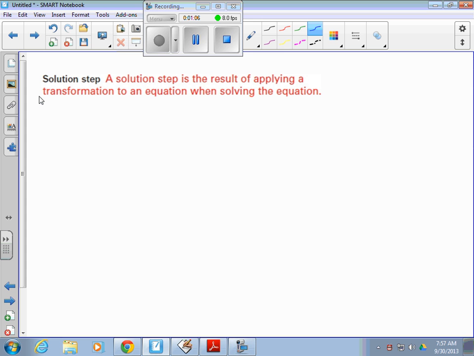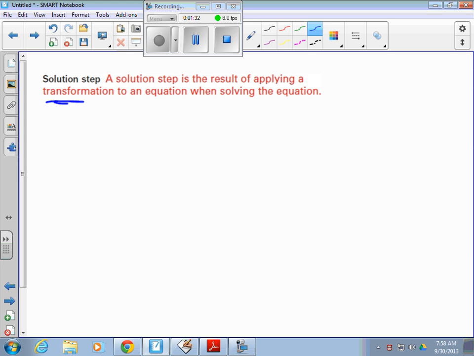A solution step is the result of applying a transformation to an equation when solving the equation. When we work problems, each step we take is considered a solution step. If you transform it or if you change it from what it says to something else based on a property that you learned, or by any other means, because you're simplifying or combining things, that is considered a solution step.